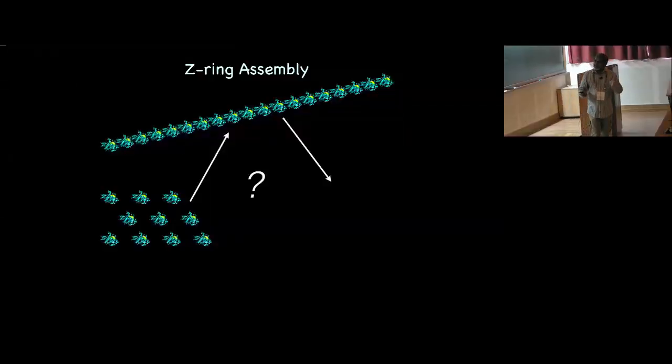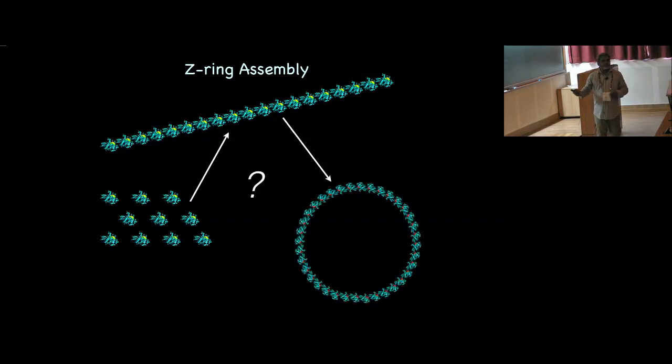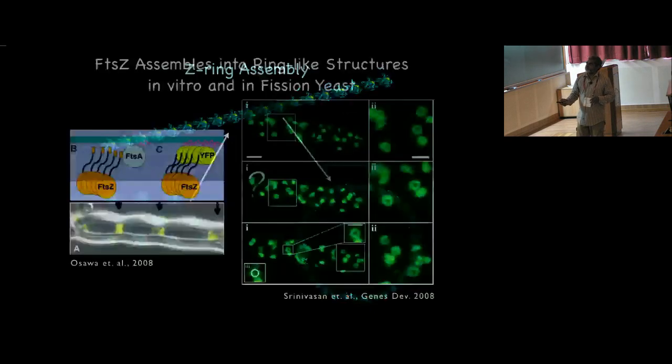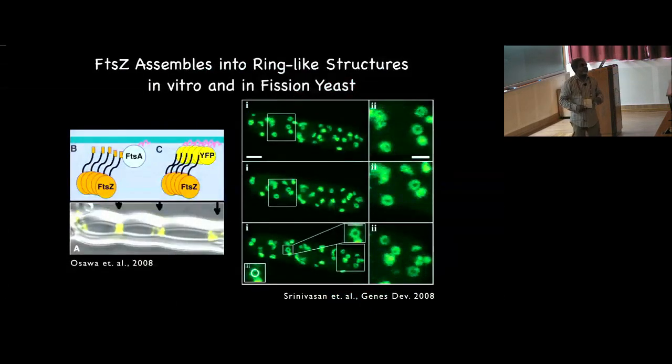Okay, so then the idea was that FtsZ binds GTP, it forms these straight filaments, but the question remained how these rings formed. So then I take you back nearly a decade ago.